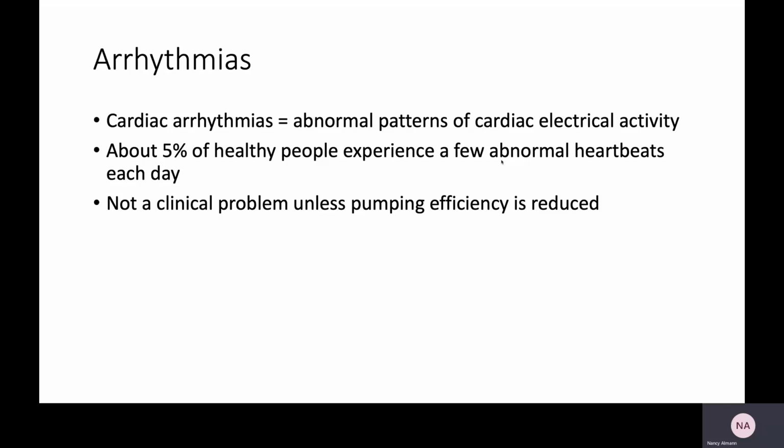Arrhythmias. I have one. So cardiac arrhythmias basically are just telling you that there is an abnormal pattern of cardiac electrical activity. And it's not uncommon, because about 5% of so-called healthy people have a few not normal, I don't want to say abnormal, we'll use not normal heartbeats every day. It is not a problem unless you have a problem with pumping blood efficiently.